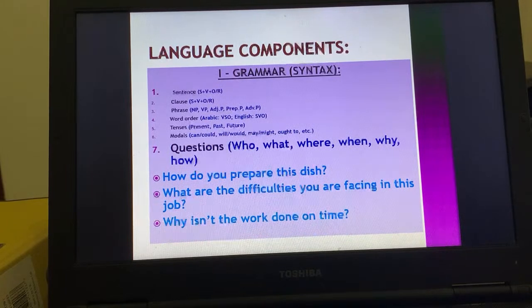And then why? Why isn't the work done on time? لماذا لا يتم إنجاز العمل في الوقت المحدد؟ Why isn't the work done on time?